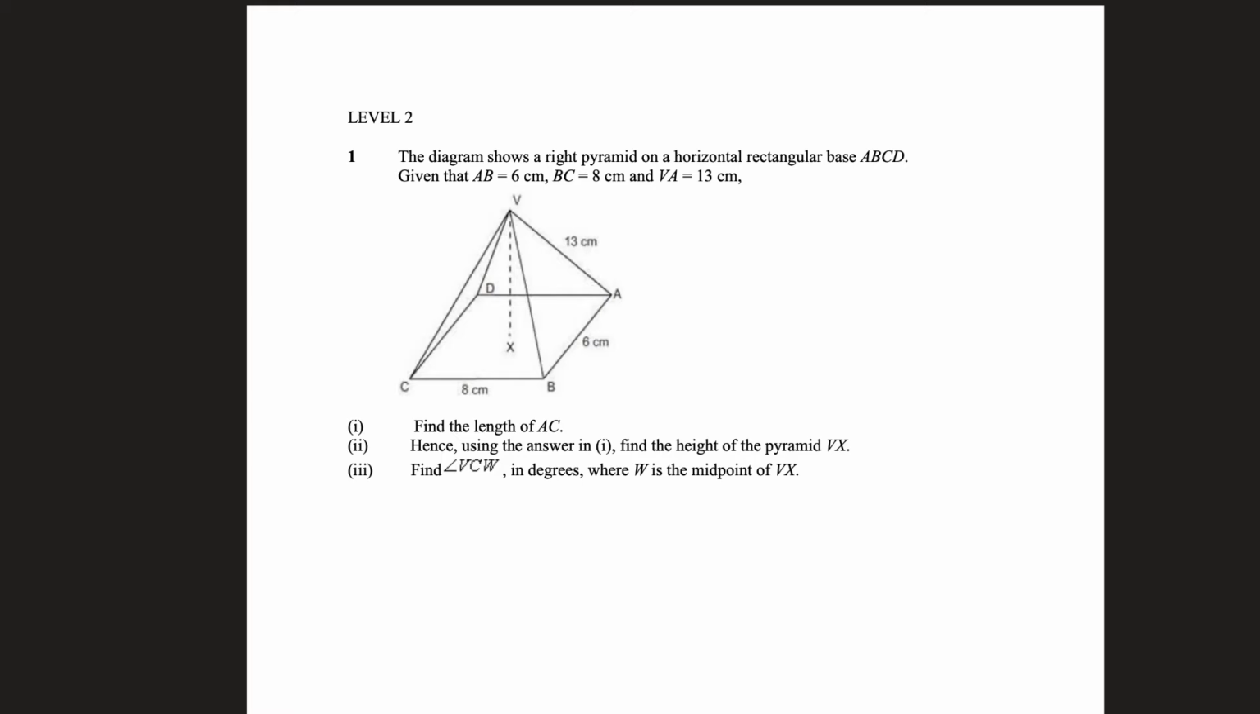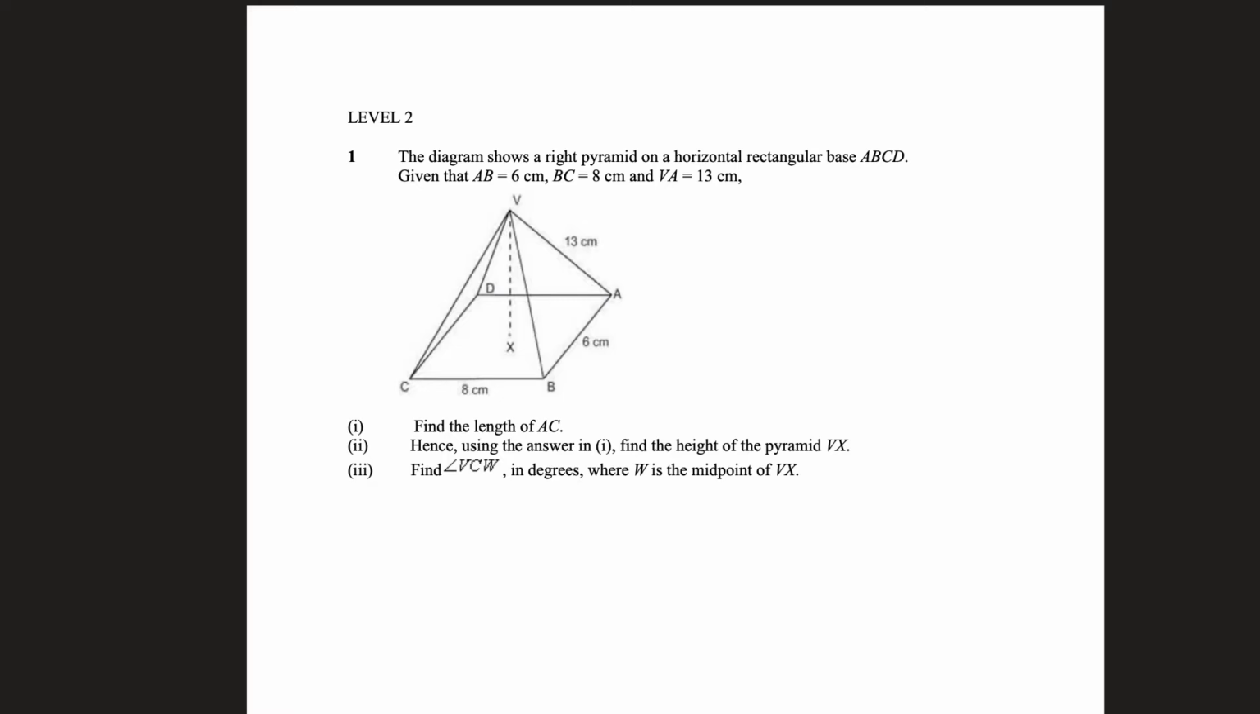Alright, and now we're looking at level 2 questions. We see some three-dimensional things, which makes things pretty interesting. The diagram shows a right pyramid on a horizontal rectangular base ABCD. Given that AB is 6 cm, BC is 8 cm, and VA is 13 cm, find the length of AC.